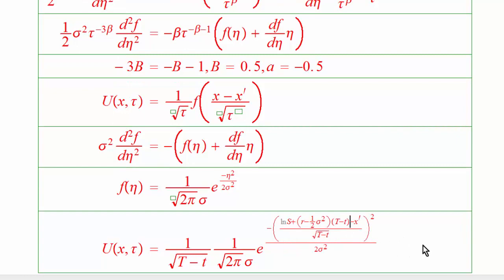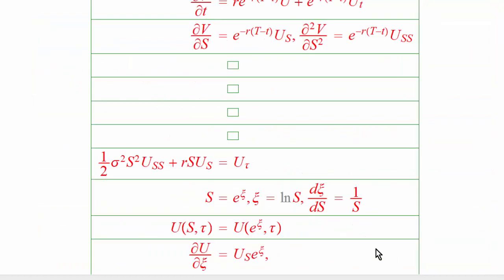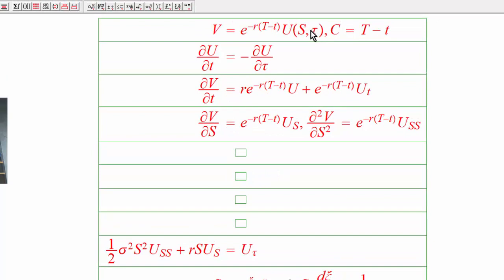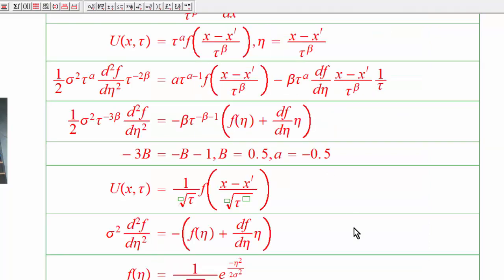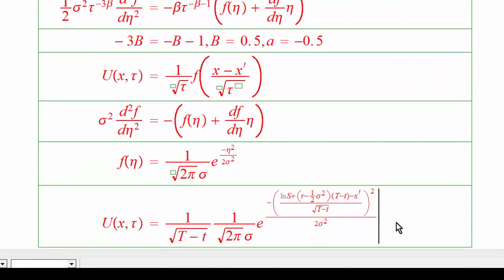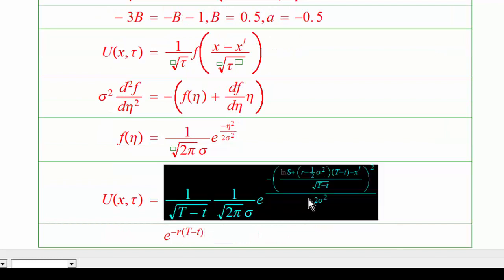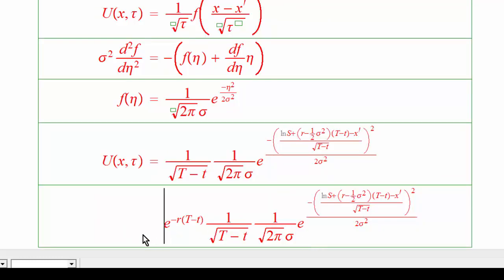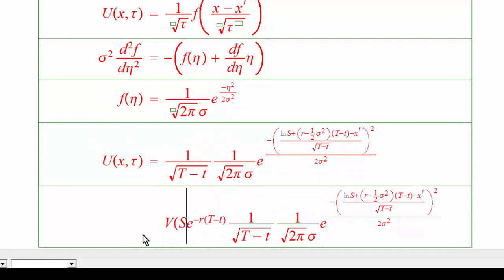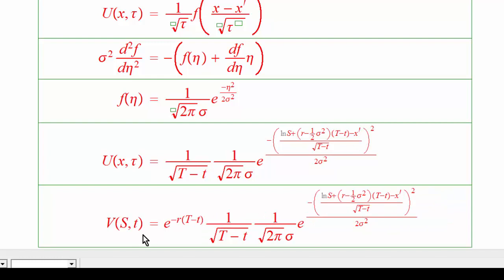I still don't know what x prime is. If I follow his convention, he just replaces, so if this is equal to x, then x prime just has an s prime in it. Right now I'm just leaving it as x. And then I would have what u is. What do I do with u? Oh, once I have u in terms of the stock and time, I just need to multiply it by the time value of money. And that's V as a function of stock and time.